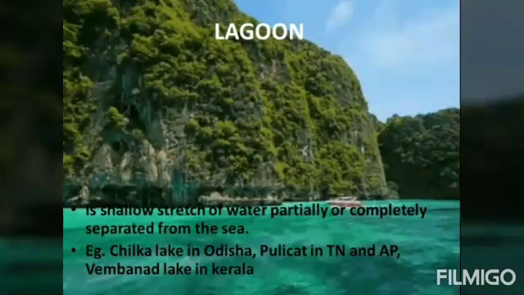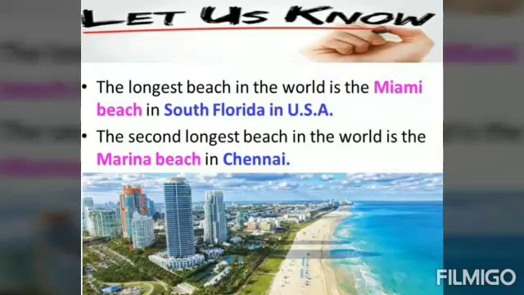Then lagoon. A lagoon is a shallow stretch of water partially or completely separated from the sea. Example, Chilika Lake in Odisha, Pulicat in Tamil Nadu and Andhra Pradesh, Vembanad Lake in Kerala. Chilika Lake and Pulicat Lake are salt water. Vembanad Lake is fresh water, located in Kerala. A lagoon looks like a beautiful lake.